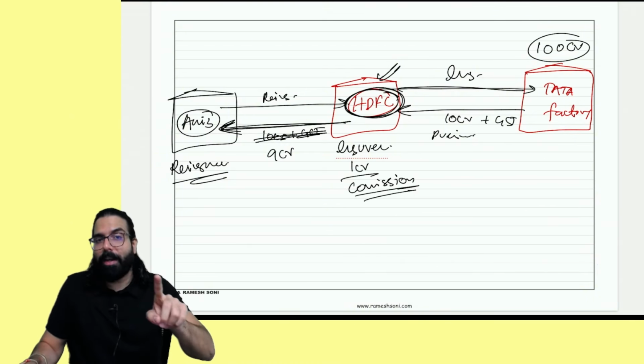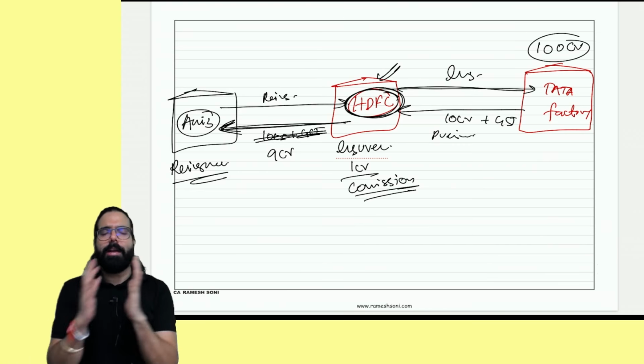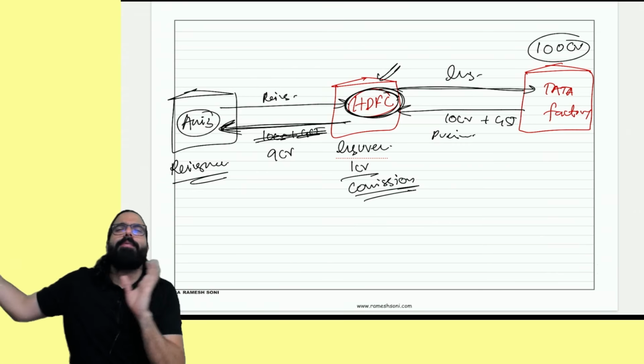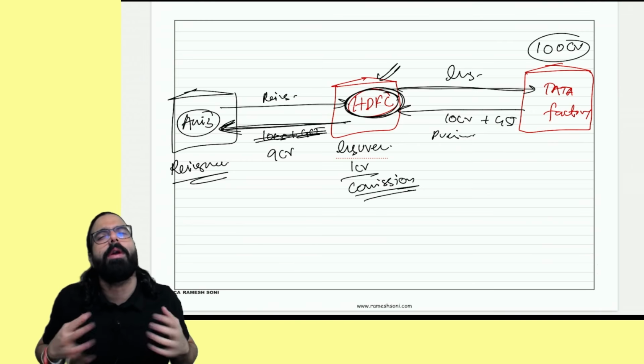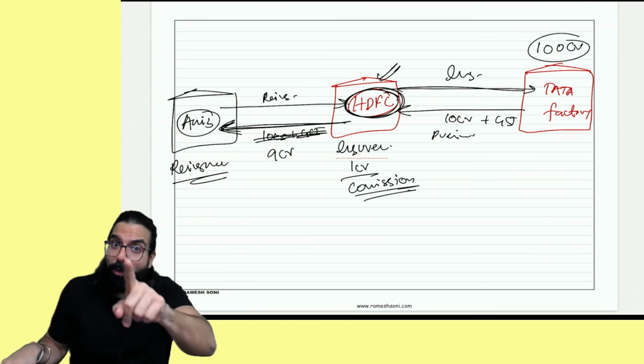I hope this point is understandable to all. Everyone, what happened over here? 10 crore I collected. Out of 10 crore, I gave the front party only 9 crore. I told him 1 crore, I want my commission. Commission has been deducted. Now, you tell me one thing.